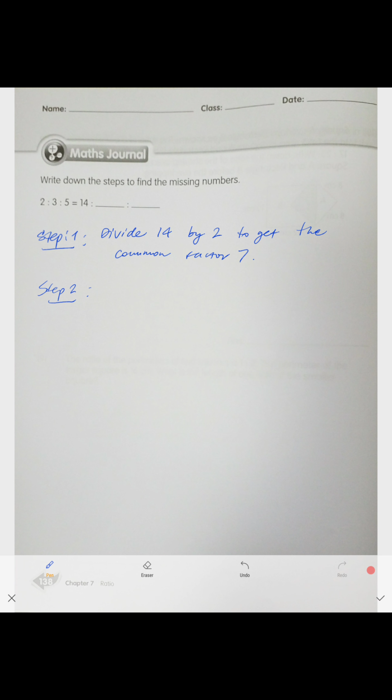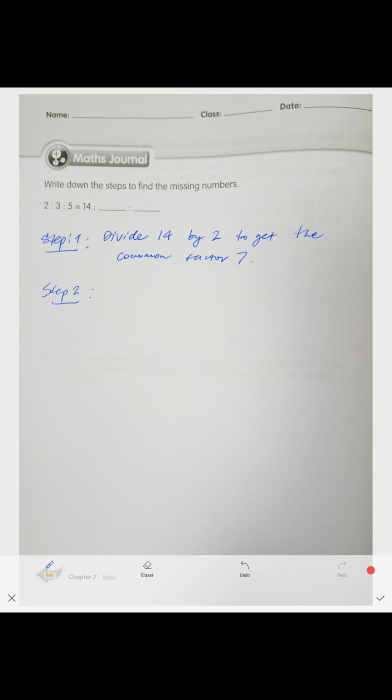Now we have our common factor. We need to multiply by 3 and 5 each by the common factor.